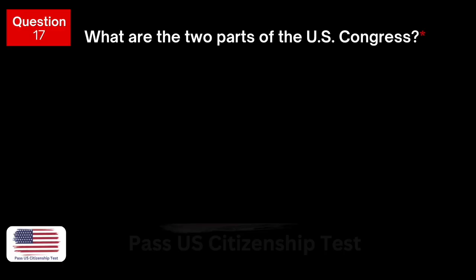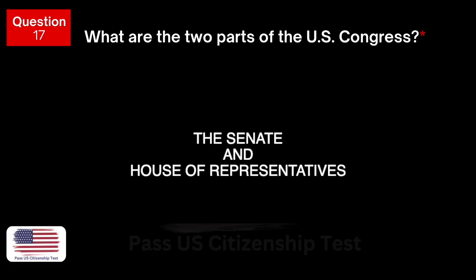What are the 2 parts of the U.S. Congress? The Senate and House of Representatives.